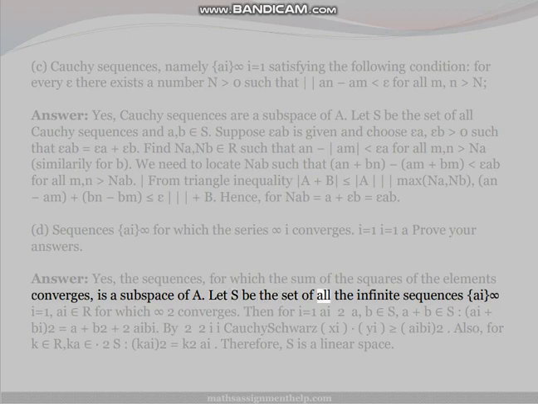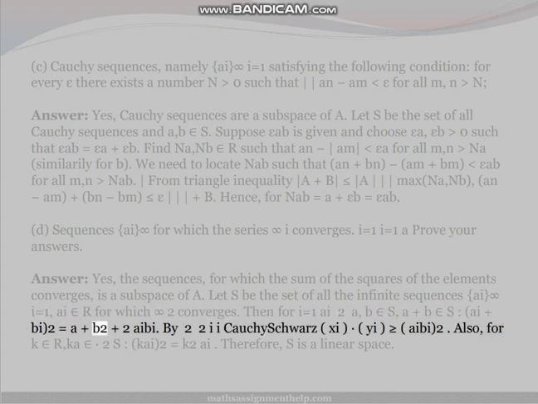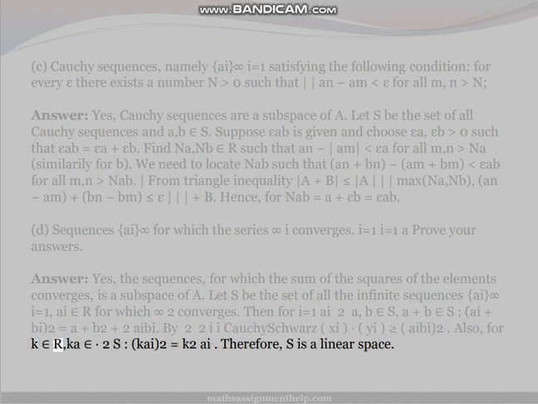Let S be the set of all the infinite sequences a_i, i from 1 to infinity, a_i an element of R, for which the sum of a_i squared converges. Then for a, b elements of S, a plus b is an element of S, since the sum of a_i plus b_i squared equals the sum of a squared plus b squared plus 2ab. By Cauchy-Schwarz, the sum of a_i b_i converges. Also, for k an element of R, ka is an element of S, since the sum of k a_i squared equals k squared times the sum of a_i squared. Therefore, S is a linear space.